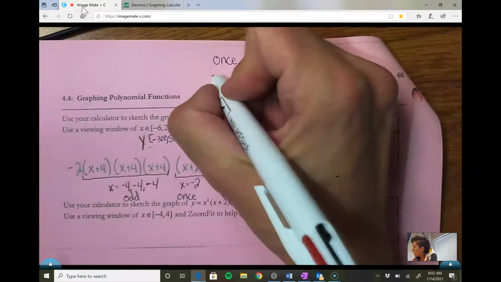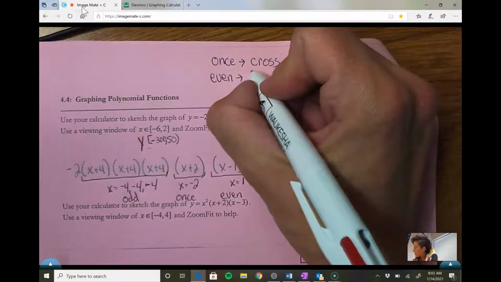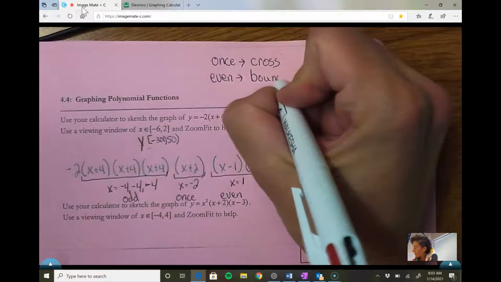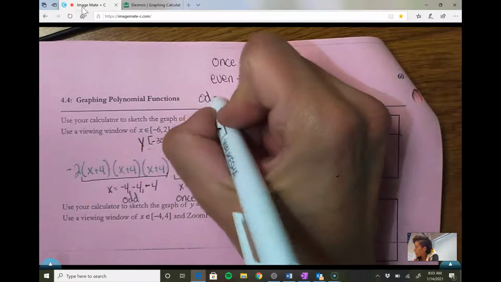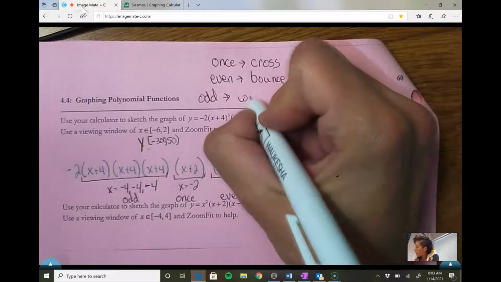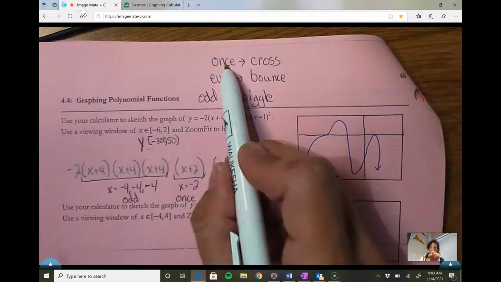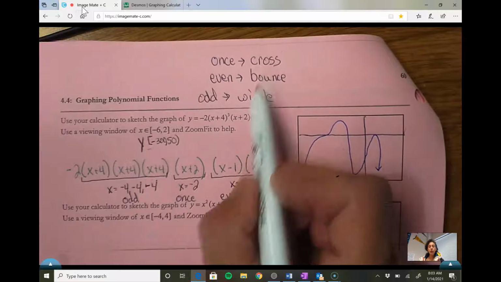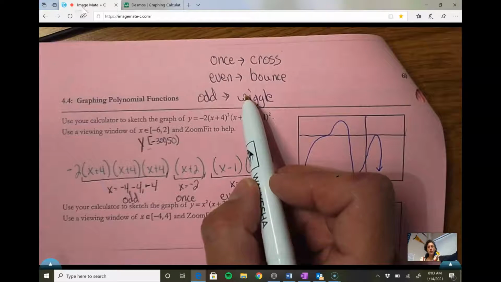If it shows up an even amount of times, then when I get to that solution, it's going to bounce off the x-axis. And if it shows up an odd amount of times, then we're going to call it a wiggle. I realize once, 1, is an odd number, and these are both crossing, but this one is crossing cleanly through, and the other one's going to do this little wiggle through.